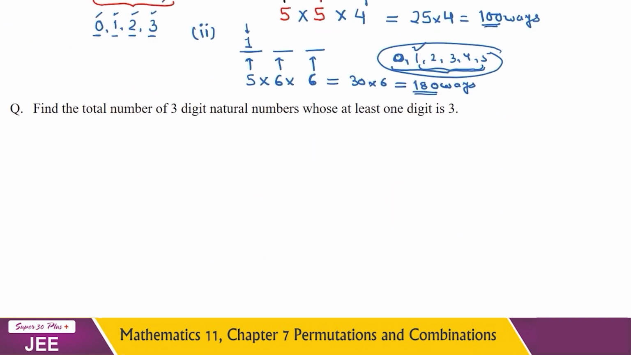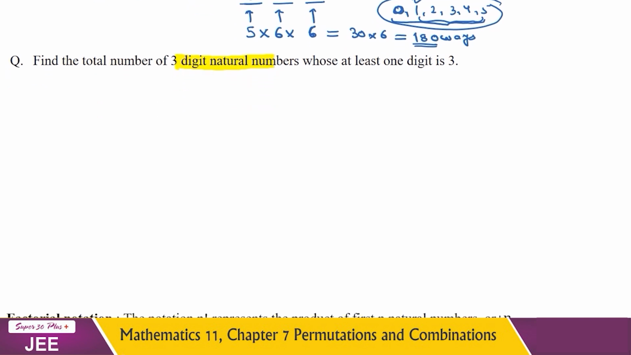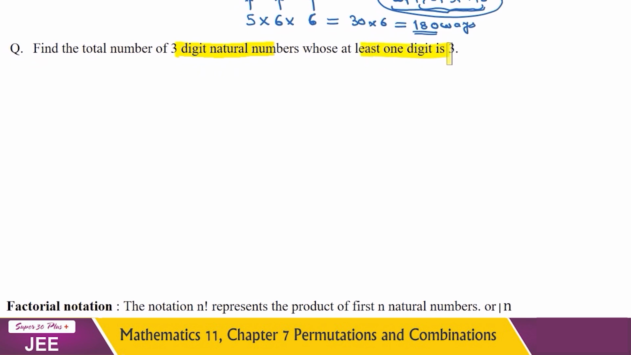Alright, let's take another question. Find the total number of 3-digit natural numbers whose at least one digit is 3. Now this is a bit tricky. We have to find the total number of 3-digit natural numbers. So again I have 3 vacant places, 1, 2, 3. But the condition of the question is that at least one digit has to be 3. Among these 3 digits, at least one place must be occupied by 3.